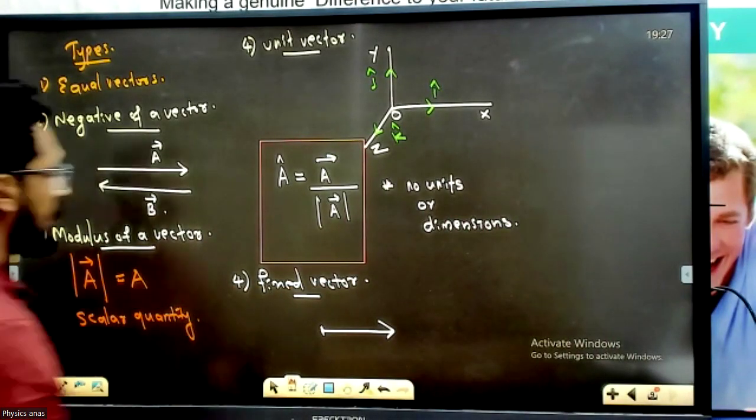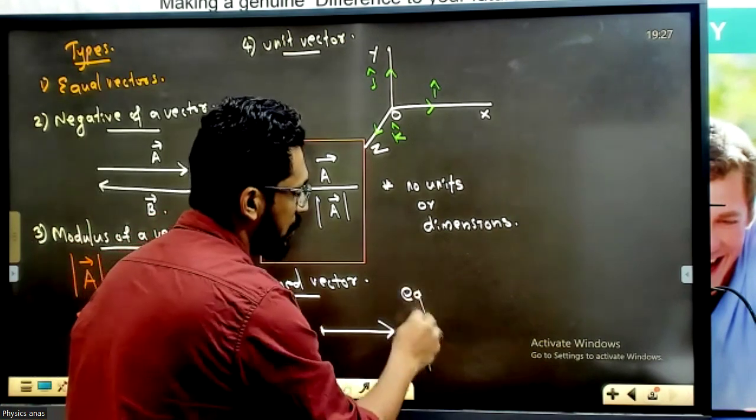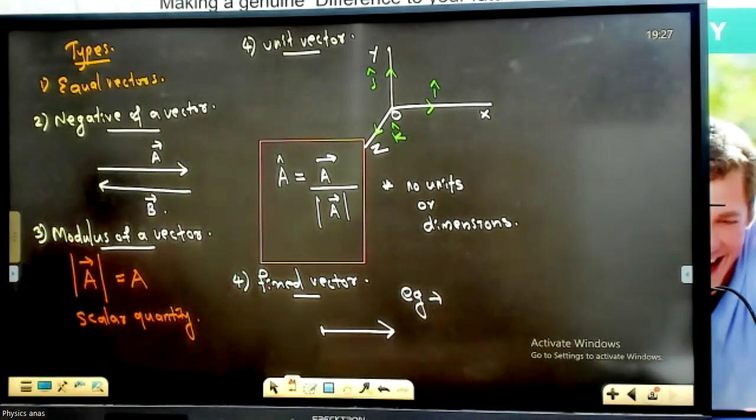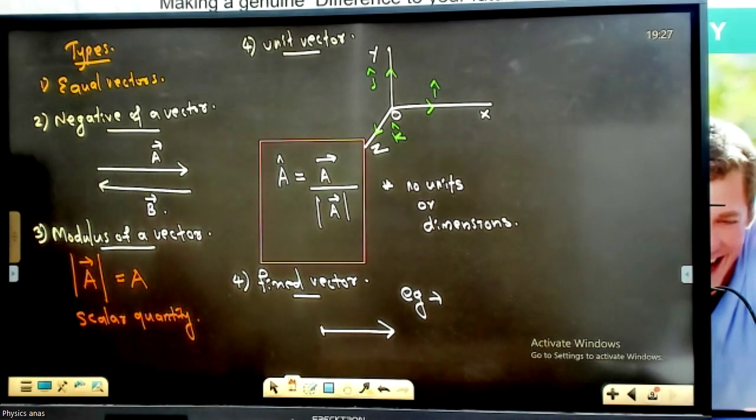Can you give me any example for a fixed vector? Initial point is fixed.